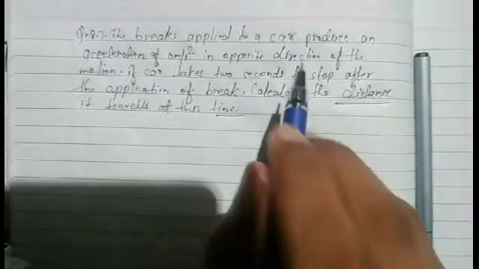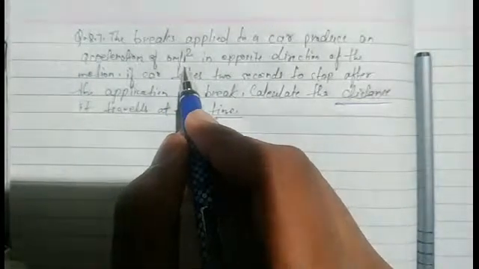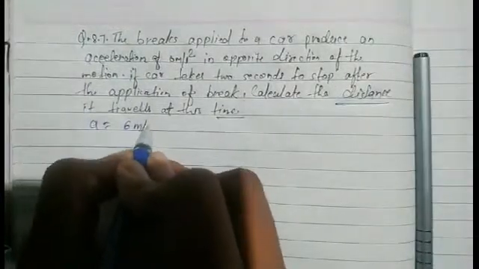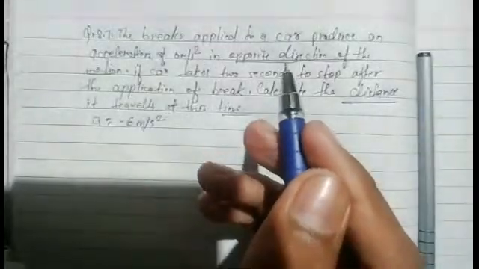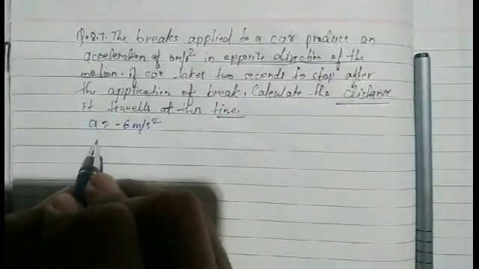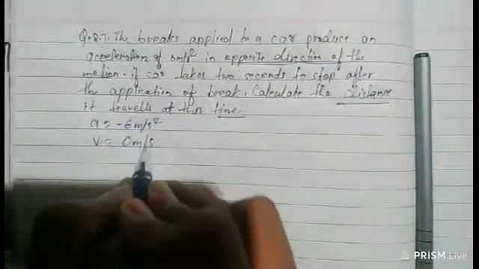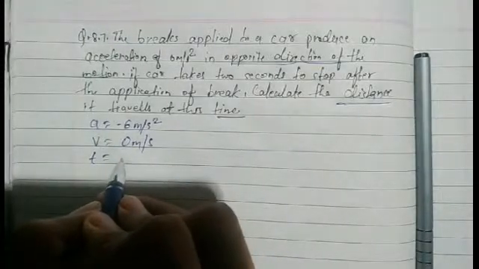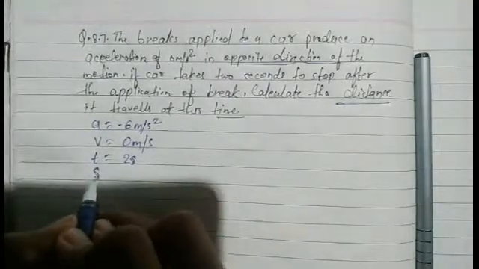So in the question it is given that acceleration is 6 meter per second square, that is minus because it is in the opposite direction of the motion, and finally we have to stop the car, so its final velocity is 0 meter per second, and the time taken to stop the car is 2 seconds. And we have to find s, that is the distance.